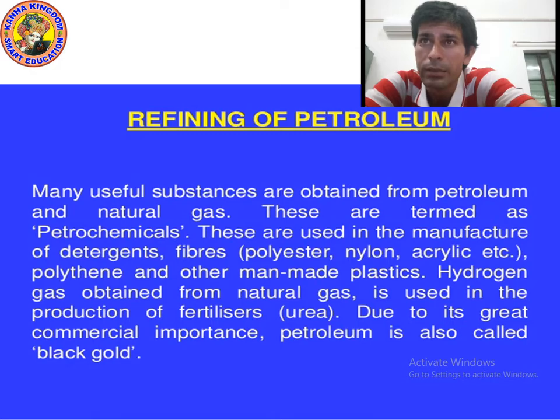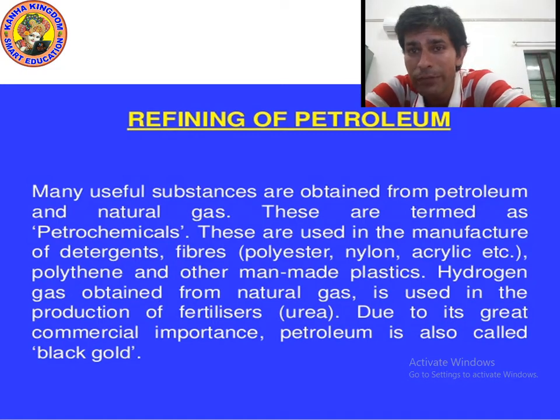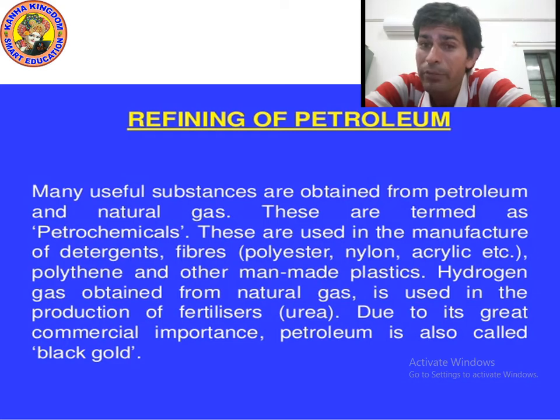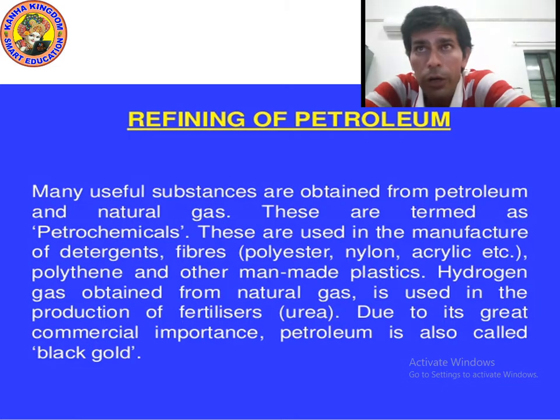Petrochemicals are used in the manufacture of detergent. What are the uses of petrochemicals? They are used in making detergent. They are also used to make man-made fiber, such as nylon, polyester, and acrylic. I have already explained man-made fiber in a previous chapter. Polythene is a plastic we make from petrochemicals, along with other man-made plastics.